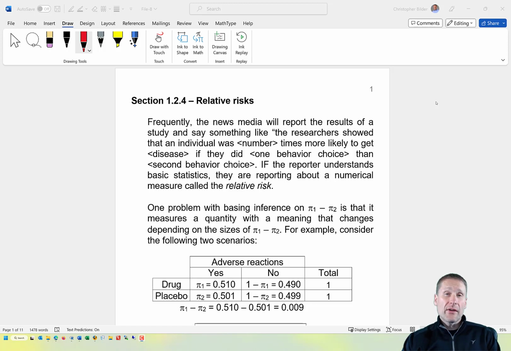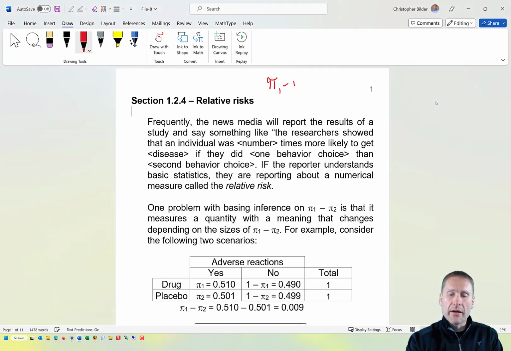We have been focusing on making comparisons between two probabilities of success by looking at their difference. In other words, take pi1 minus pi2. And with this difference, it's very important to know, is the difference equal to 0 or not, because that tells us, is pi1 equal to pi2? There are other ways to make this comparison between these two probabilities.